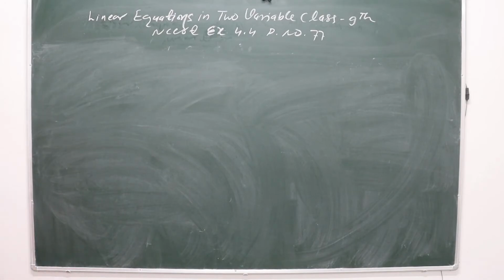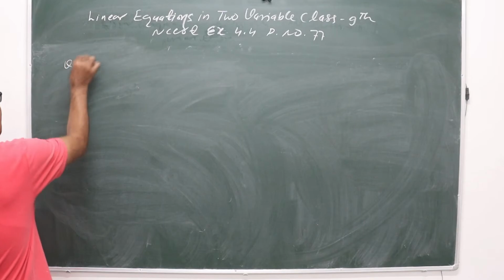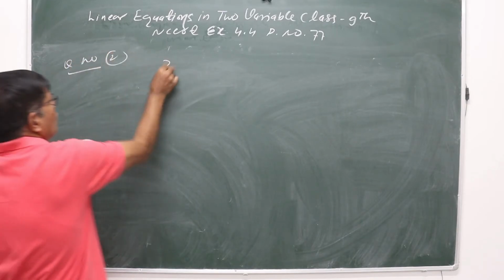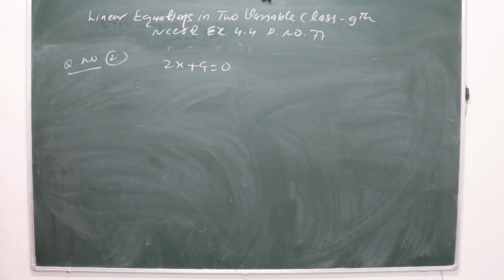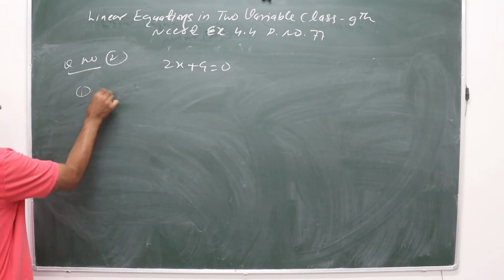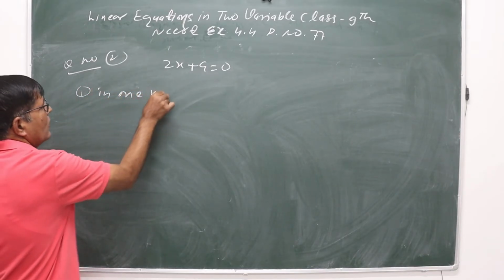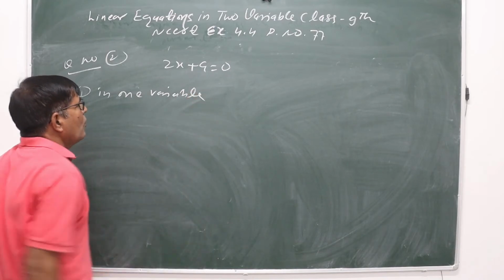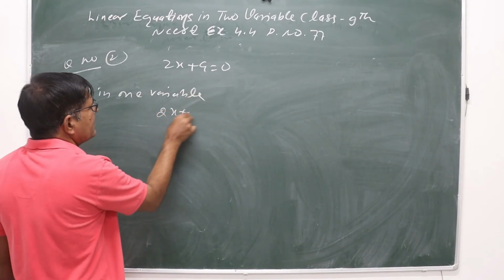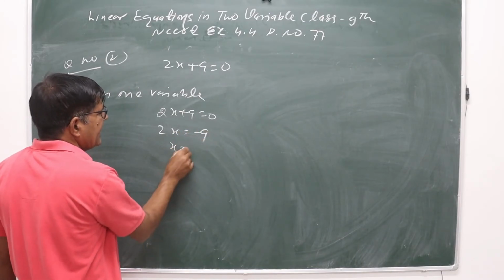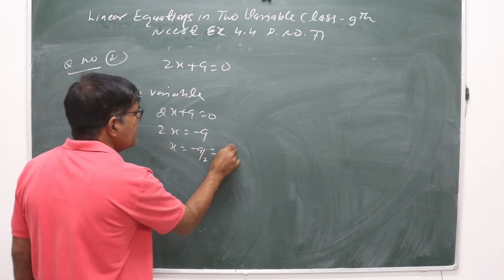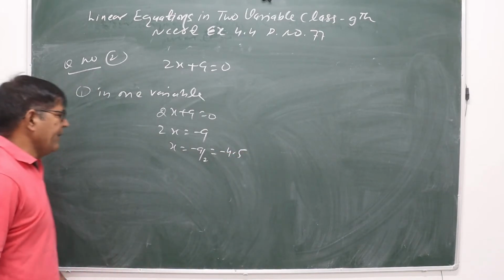So second question is, give the geometrical representation of the line 2x plus 9 is equal to 0 as an equation in one variable. First in one variable. So the given equation is 2x plus 9 is equal to 0. So 2x will be equal to minus 9, x will be minus 9 by 2, that is minus 4.5.